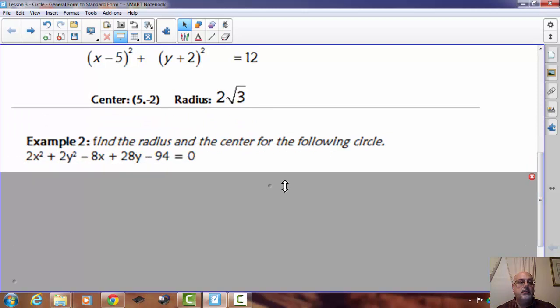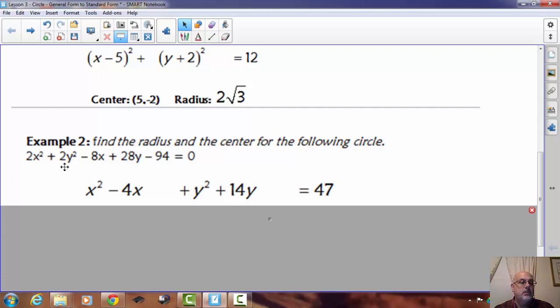Let's take a look at another one. We're going to transform this. If you notice, the coefficients of the x squared and the y squared terms are 2. So the first thing I'm going to do is divide by 2, and then group the terms. 2x squared divided by 2 is x squared. Negative 8x divided by 2 is negative 4x, and so on. 94 divided by 2 is 47. Negative 47, you move to the other side to positive 47. We divided everything by 2.